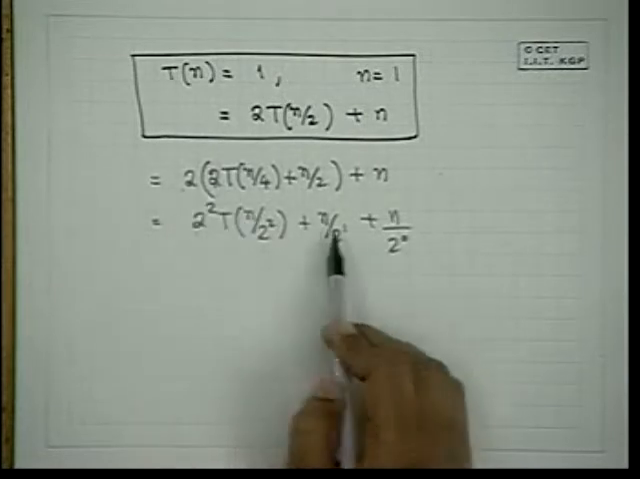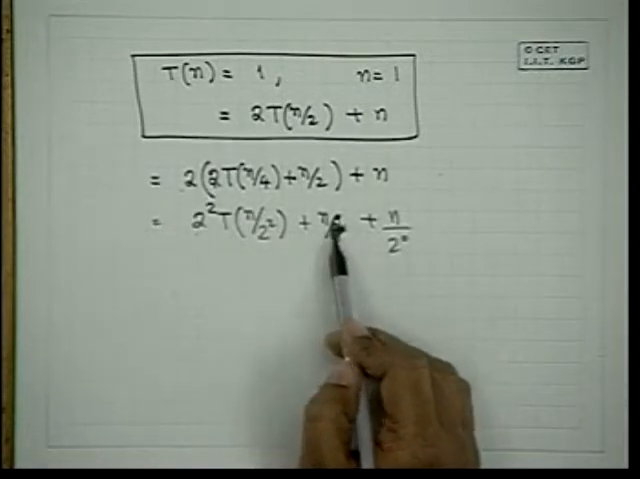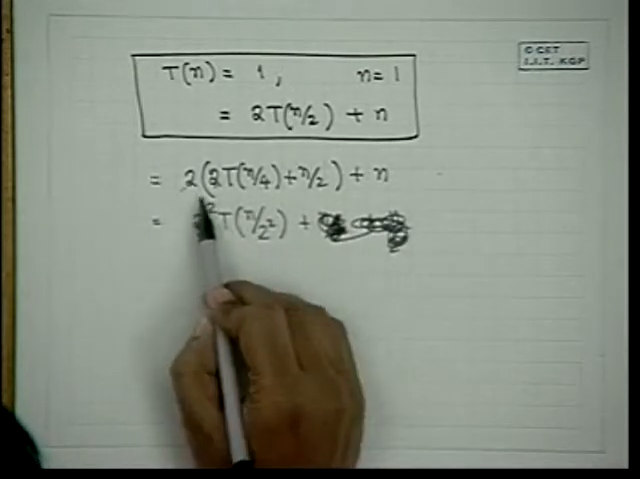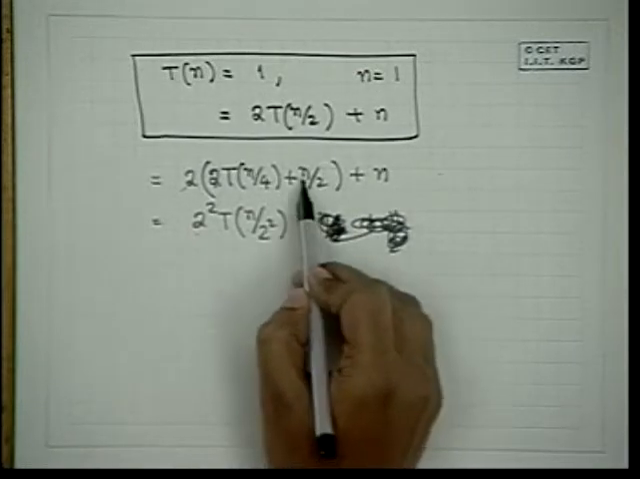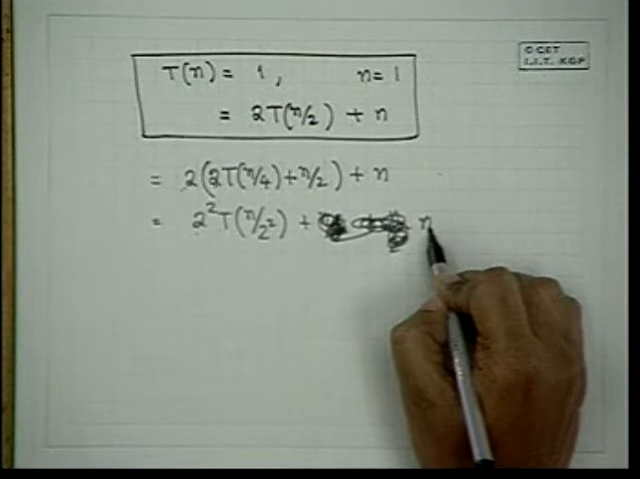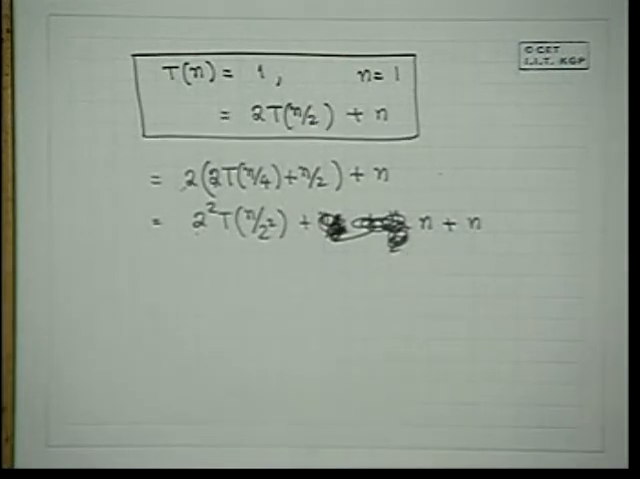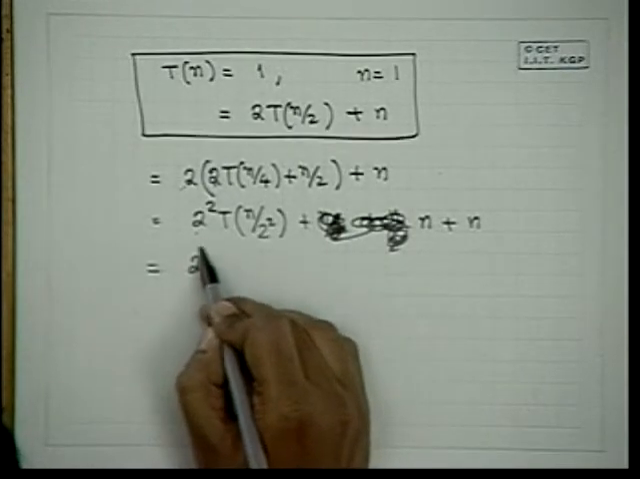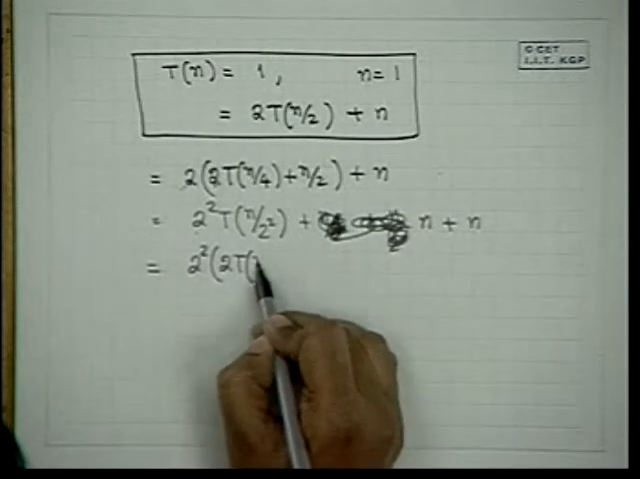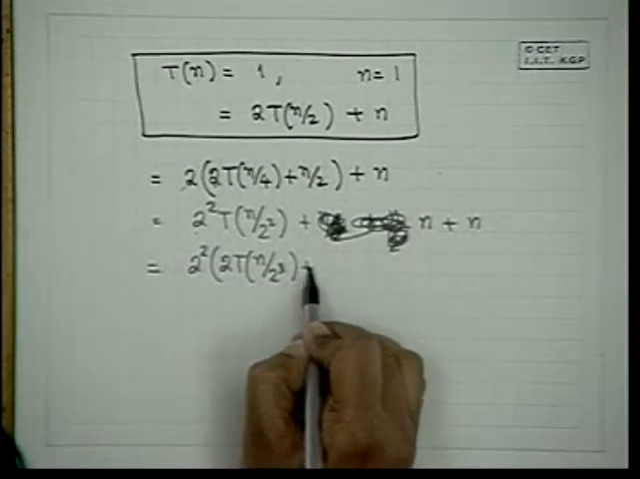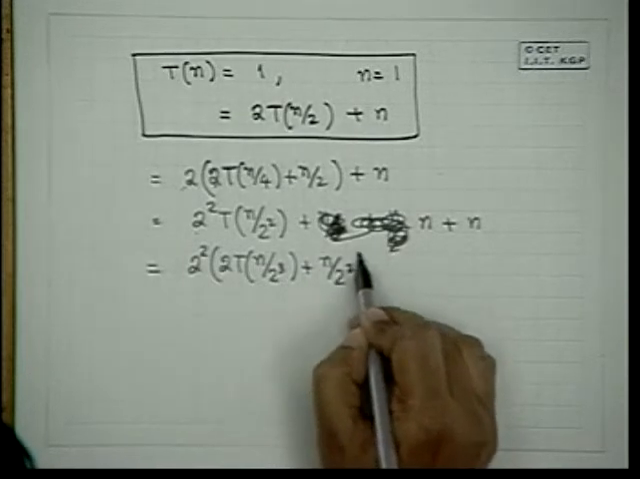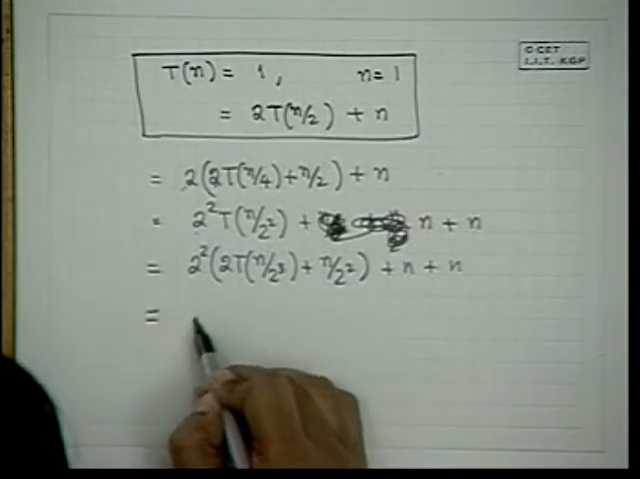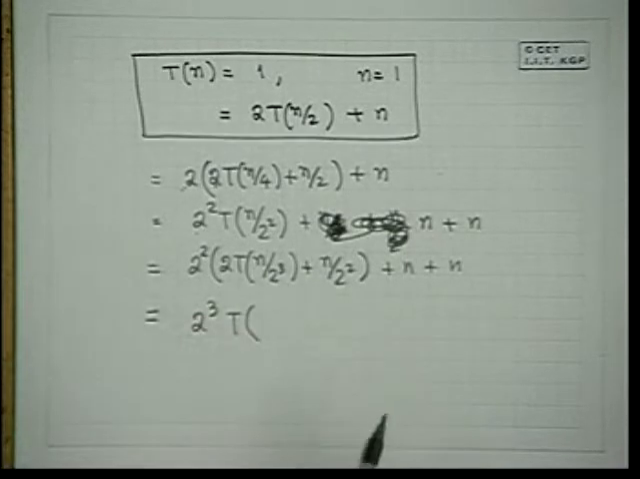This will come in, sorry, this will be n. 2 into n by 2, this will be n. I'm sorry, this is not this. This part is okay. What is this part? n plus n, right? This is it. This will be again broken up, 2 square 2 T n by 2 cube plus n by 2 square plus n plus n. This is 2 cubed T. Stop me if you cannot follow.